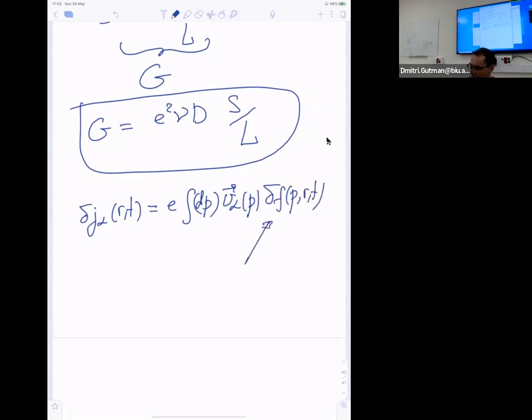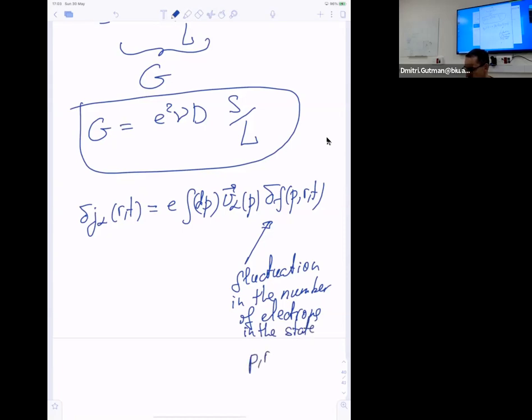So this is the fluctuation in the number of electrons in the state p, r, and t, and these will be fluctuations of current. So the relation between distribution function and current remains the same. I just replace the expectation value of the distribution function with the fluctuation of the distribution function.